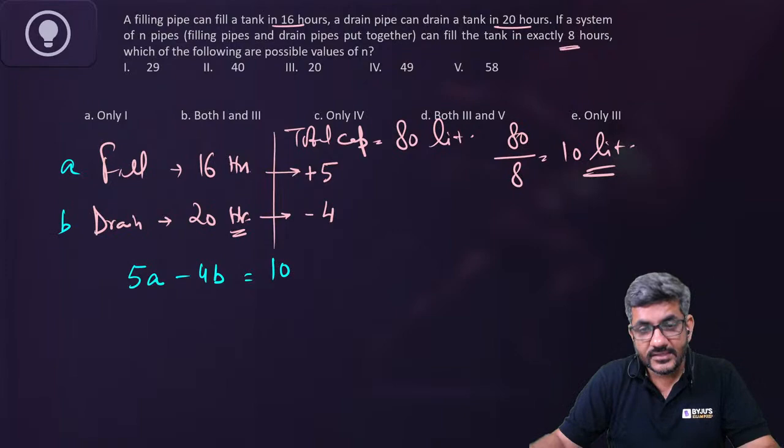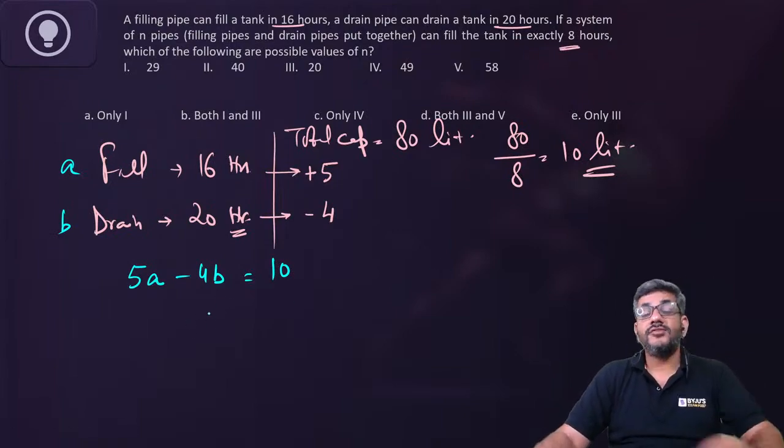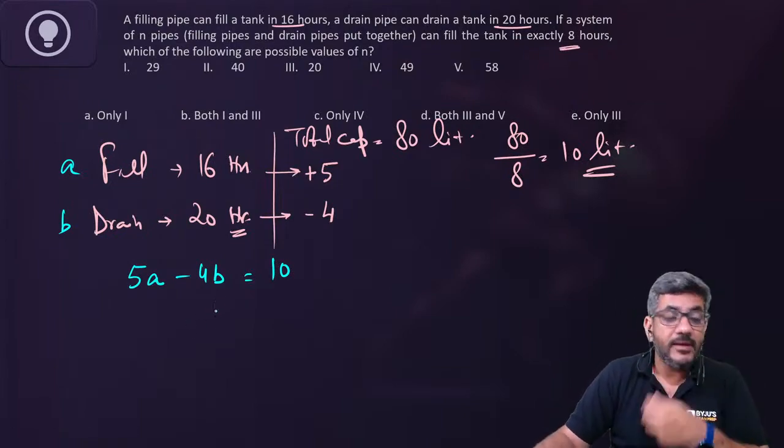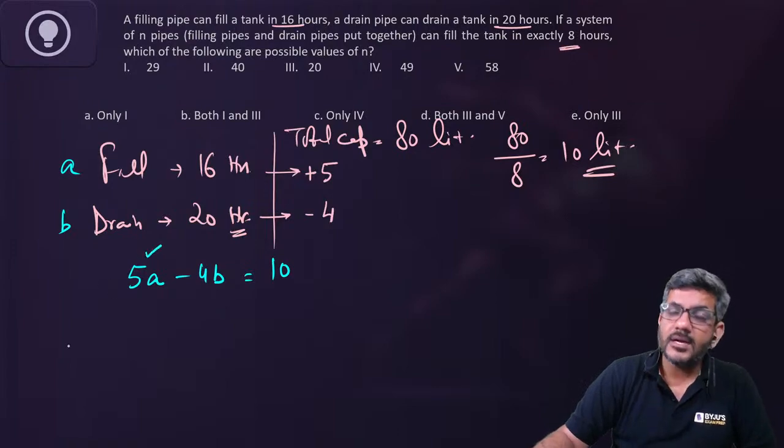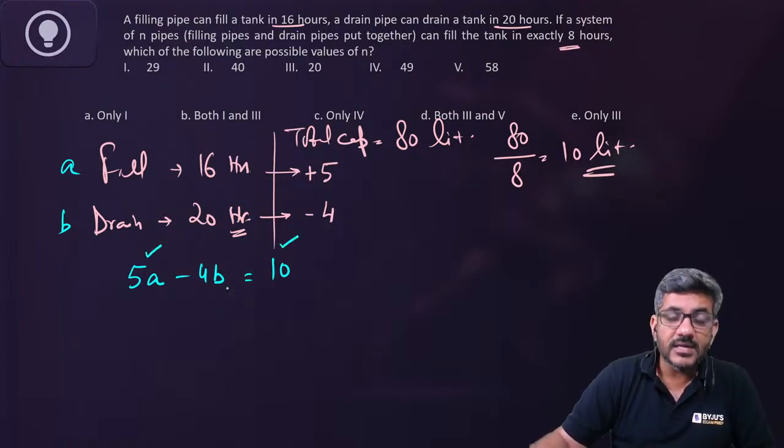Mohan also got the answer. Let's see. 5A minus 4B is 10. How do I get these values of A and B? See, the point is this 5A is a multiple of 5. 10 is a multiple of 5. 4B should also be a multiple of 5. What is the first value of B that can be a multiple of 5? It is 0.